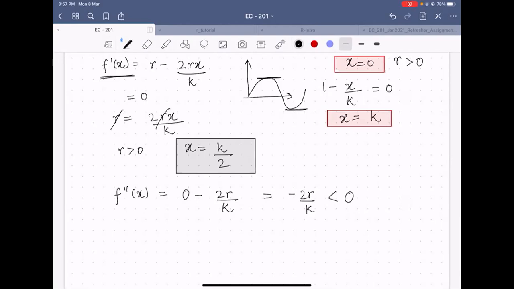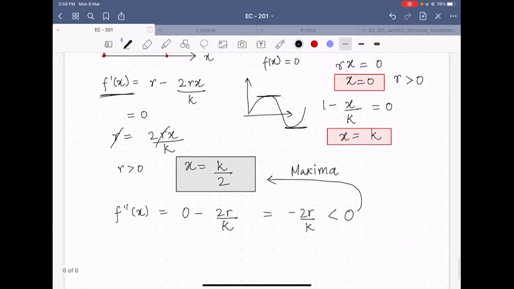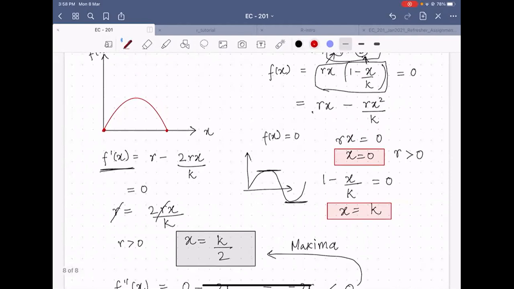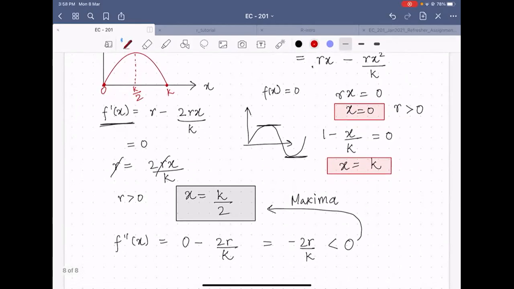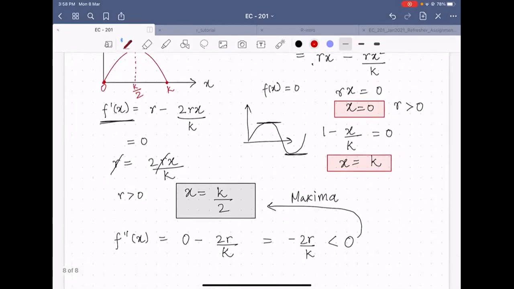So basically my second derivative is negative. That means this function has a, what does it have? It has a maxima. Great. So it has a maxima at k by 2, which is here, and this was our k and 0. We have actually kind of done this also, and this is very evident from the plot of the function.